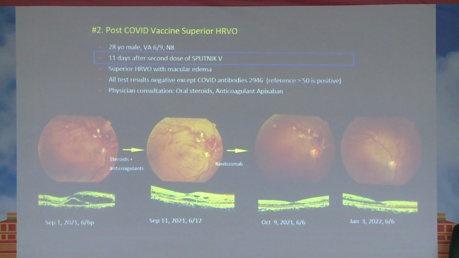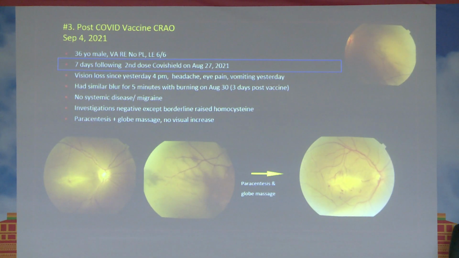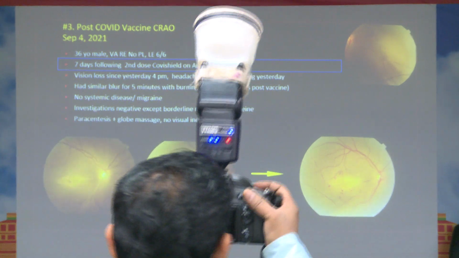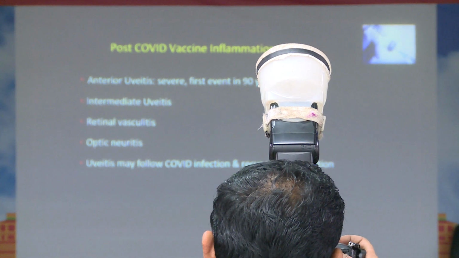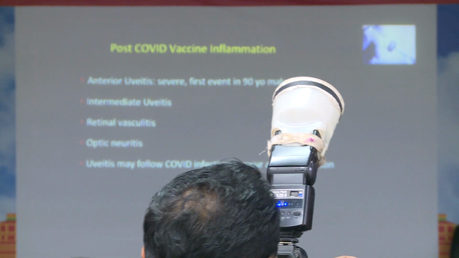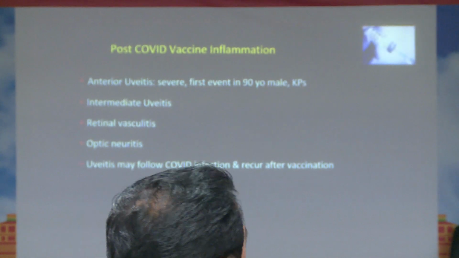Then we had a young male, 28-year-old. Within 11 days of his Sputnik vaccine, he came with vision drop, and this was a superior hemiretinal vein occlusion. Again, the physician gave steroids, anticoagulants. He improved but required an anti-VEGF for macular edema resolution. Then we had a young male, again no comorbidities, with CRAO within 7 days of a second dose of Covishield. Probably it's an ophthalmic artery occlusion because he was no PL and he did not improve even. No other comorbidities. Then we had several cases of inflammation, anterior uveitis and retinal vasculitis, optic neuritis, several cases.